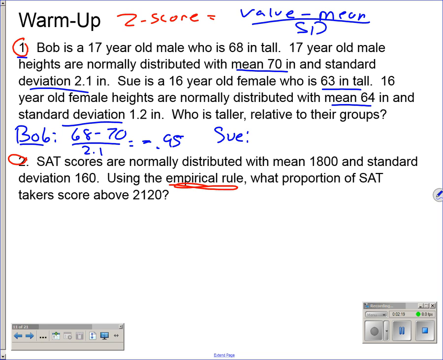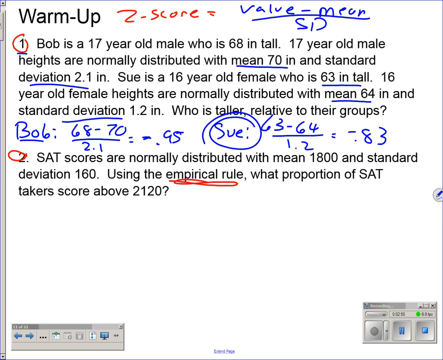What about Sue? Sue's height is 63. Their mean is 64, so she's below the average as well. And divided by 1.2, what'd you get? It's negative again. 0.83. So technically, who's taller in comparison to their age group? Sue. Yay! Pretty doable question. All right, we can do that. Questions on that? That's all you have to do.